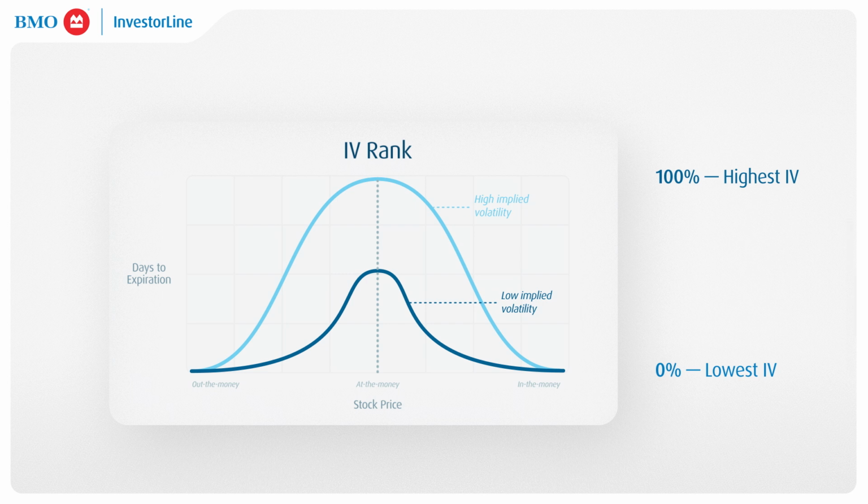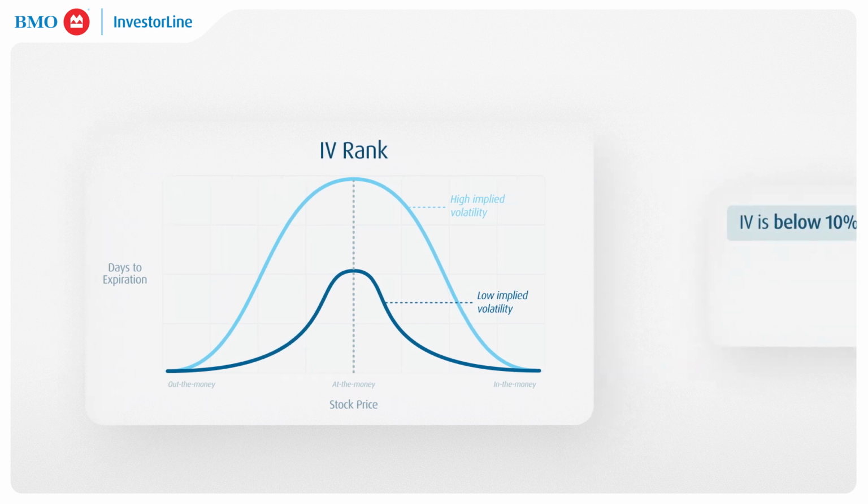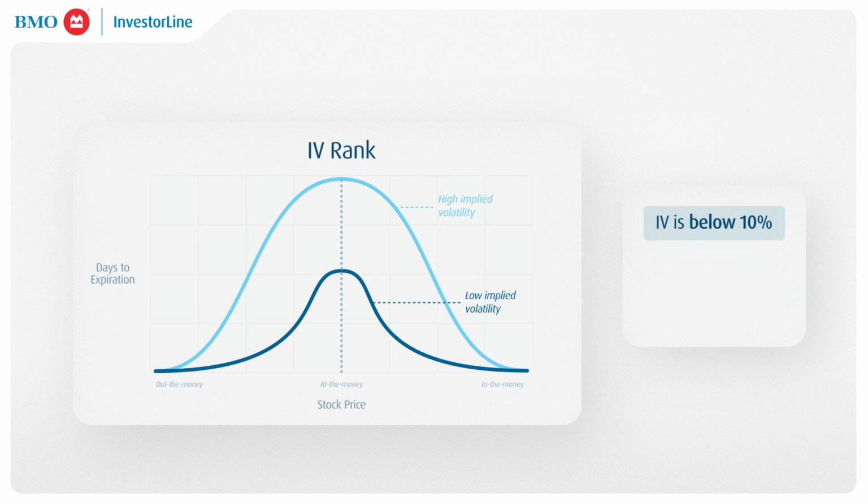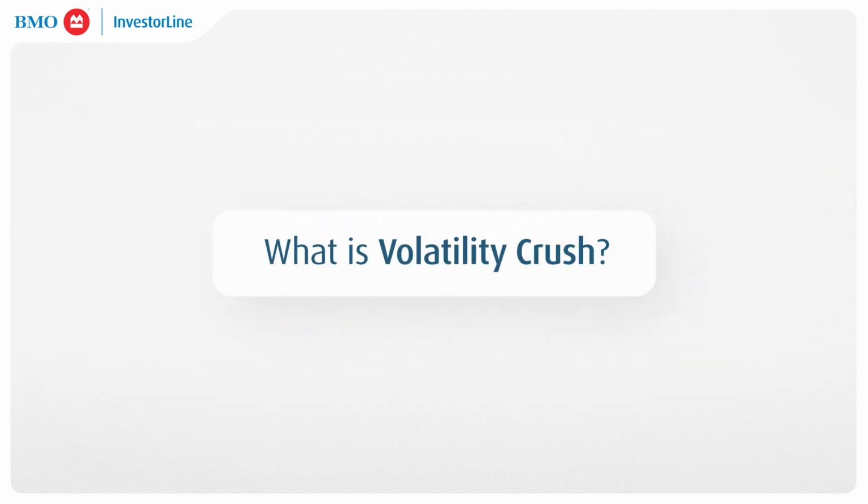Generally, when IV rank is below 10%, traders might deploy strategies with positive vega exposure, long options, and potentially profit from an expansion in IV. Whereas when IV rank is above 50%, they might trade strategies with negative vega exposure, short options, and potentially profit from a contraction in IV.